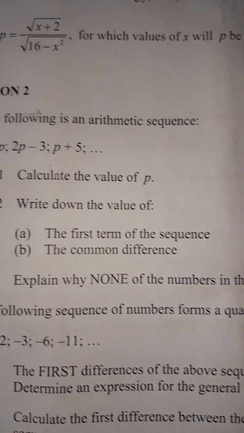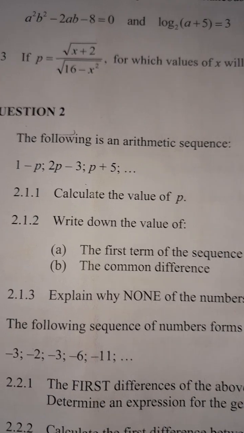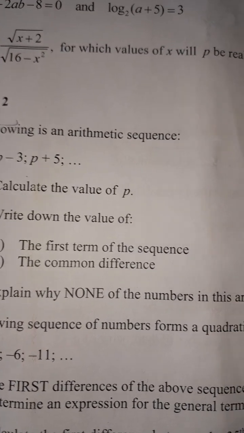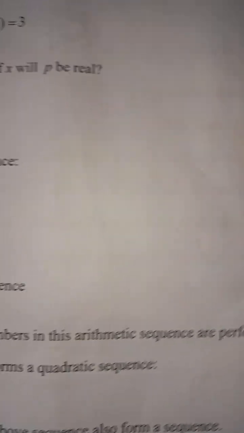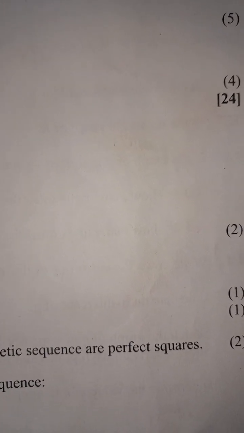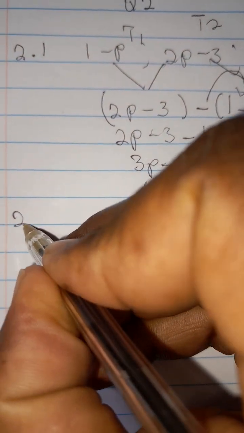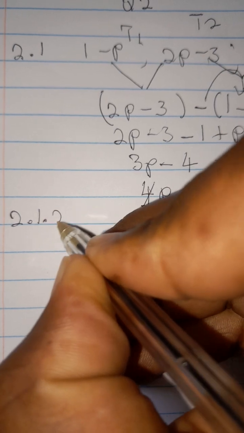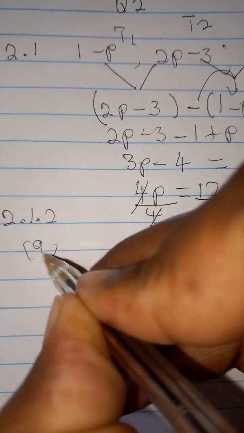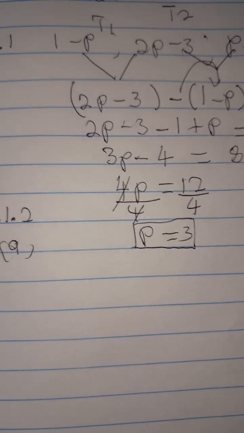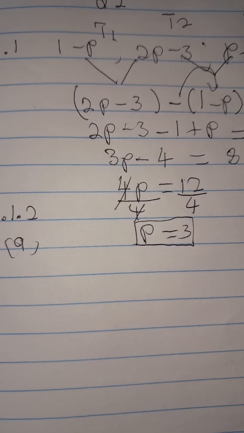Right, write down the value of 2.1.2. Write down the value of the first term of the sequence and the common difference. All right. As well, those are 1 mark each. So this is 2.1.2. Then we have A. They said write down the value of the first term.